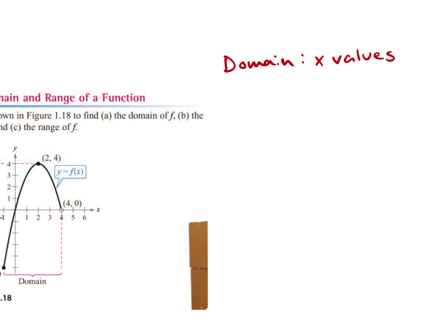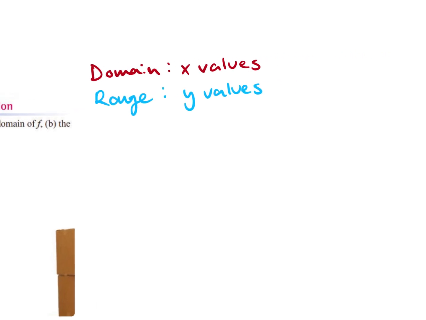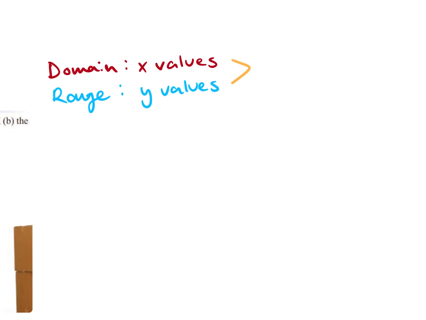The range is the y values. So range is the y values where our graph exists. When we're talking about domain and range, we write them from the smallest number to the largest.